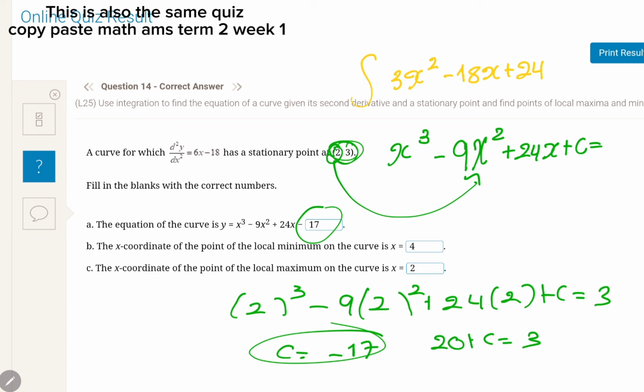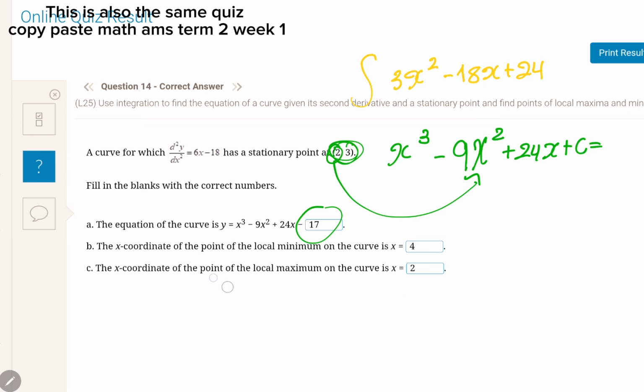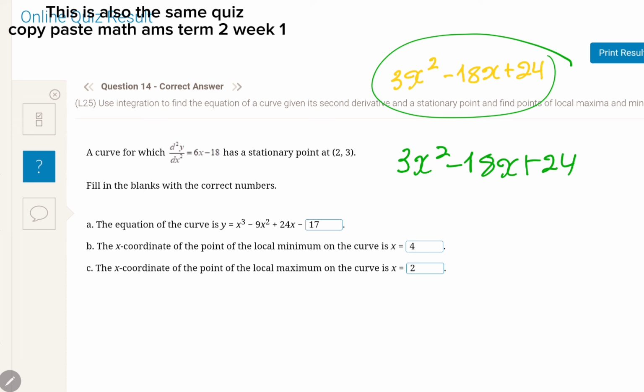Perfect. Now, what do I have here? I want the x-coordinate for the point of the local minimum and the local maximum. In order to do that, I take my first derivative, which is 3x squared minus 18x plus 24, and I find my two possible roots. What are my two possible roots? I put it on my calculator, mode 5, 3 minus 18 and 24, I get 4 and 2.